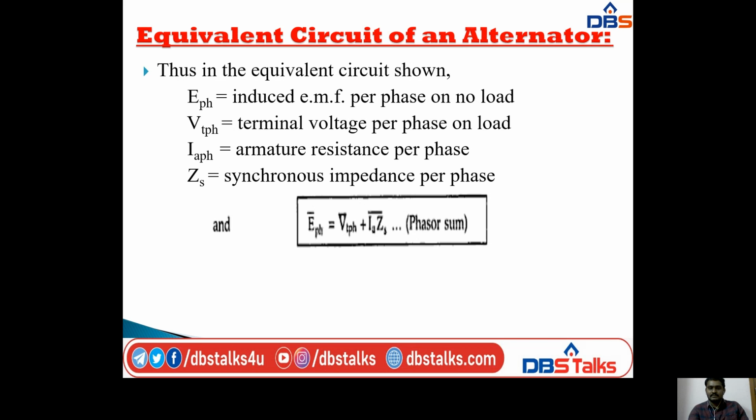And next, coming to the equation of the equivalent circuit of an alternator. In the equivalent circuit we have E phase, the induced EMF per phase on no load, and Vt, the terminal voltage per phase on load, and Ia, the armature current per phase, and Zs, the synchronous impedance per phase. So from this equivalent circuit, E phase is equal to Vt plus Ia Zs. This is the phasor sum. You already know Zs is equal to Ra plus jXs. So from this I am writing Ia Zs, the phasor sum of an alternator.